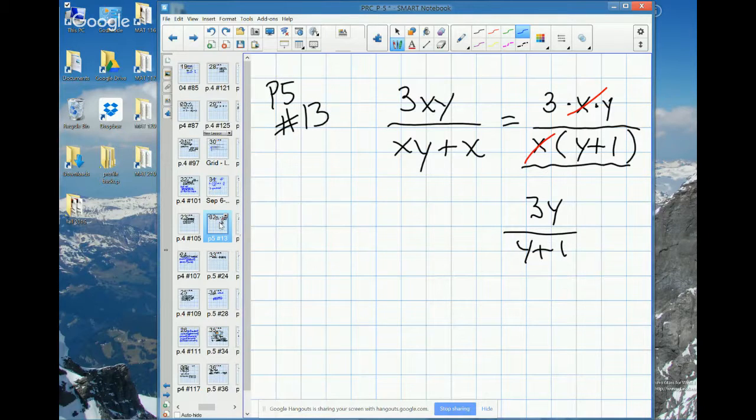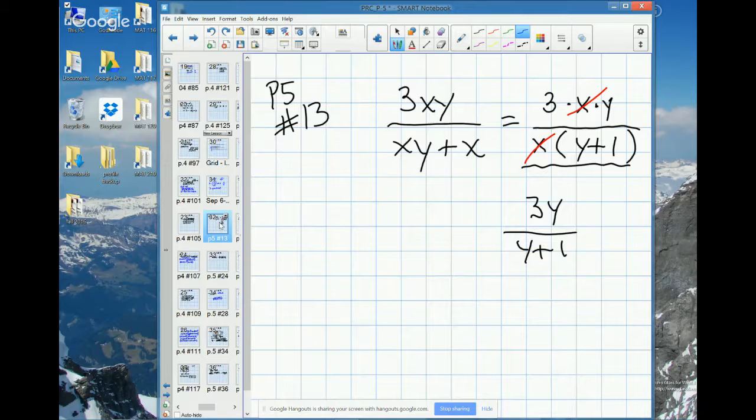So here's one of the problems. Somebody asked me about this one before class. The directions were find the greatest common factor. No, I'm on the wrong page now. P5. Anyway, it says write the rational expression in simplest form.